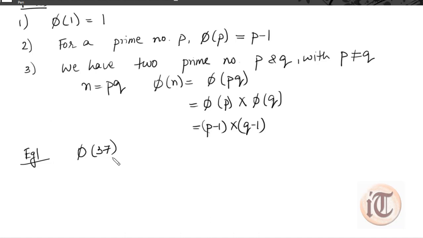So as 37 is a prime number, it means p equals 37. So directly we can calculate phi of 37 as 37 minus 1, which is equal to 36. So phi of 37 is 36. It means all the 36 numbers from 1 to less than n, that is 1 to 36, there are 36 numbers, which we call the Euler-Totient function, phi of n.